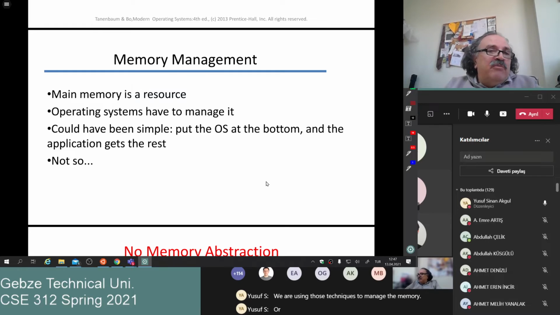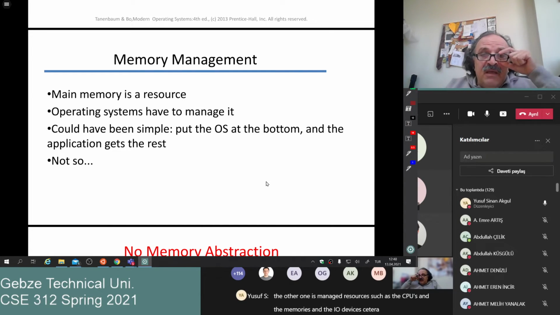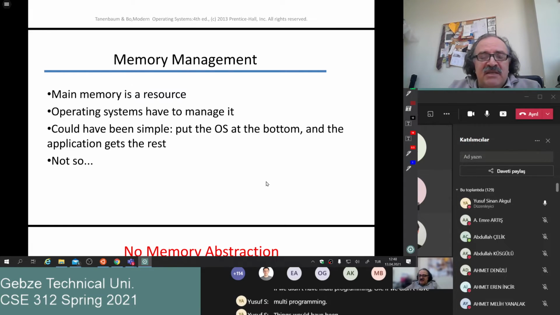Okay, our memory is a resource, and remember, one of the tasks of the operating system is resource management. One of them is hardware abstraction, abstracting the hardware so that programmers and users can use the complicated hardware. The other one is managing the resources such as the CPUs, the memories and the I/O devices, etc. Okay, if we didn't have multi-programming, things would have been much simpler.